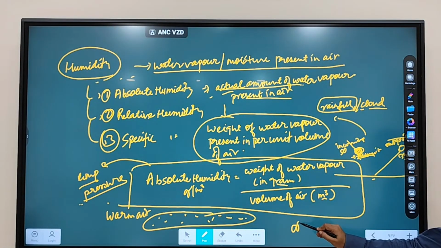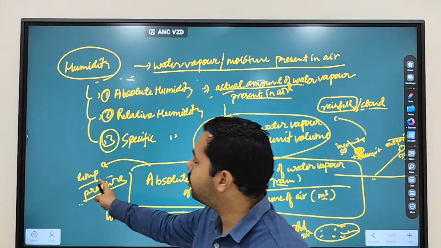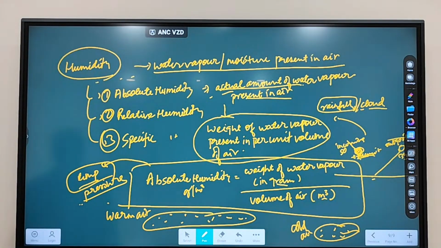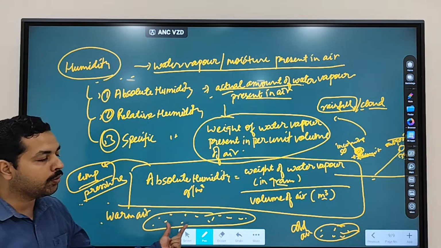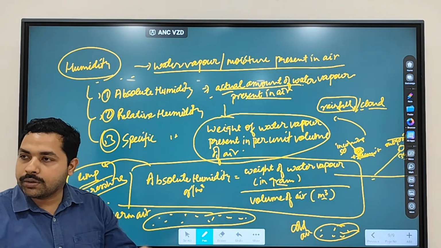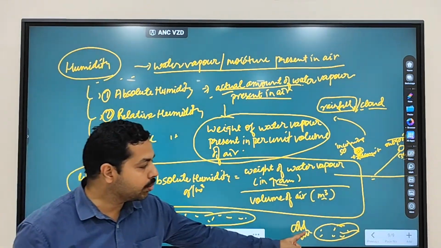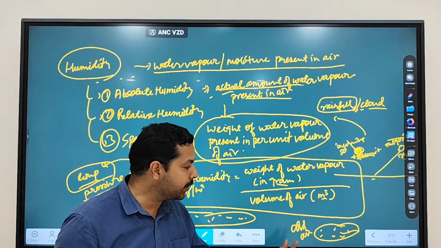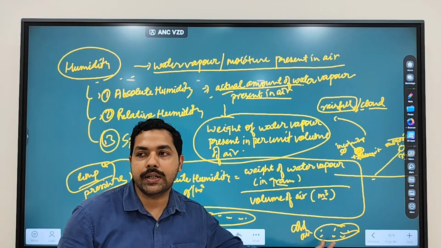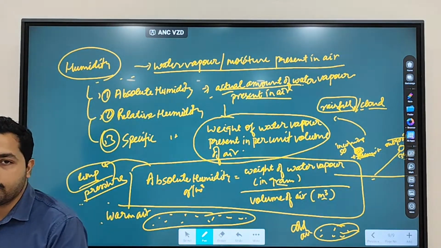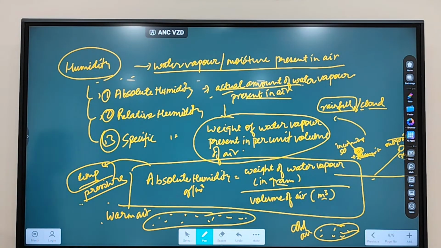Then cold air is what? Cold air has less volume, so it can hold less amount of moisture. Fine. So absolute humidity is going to vary with what? Vary with the temperature. Warm air has more volume, it can expand, it can hold more moisture, while cold air has less volume, contraction is happening. So it can hold a lesser amount of water vapor. Clear? What about pressure?